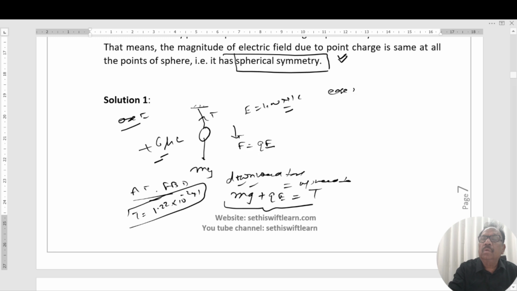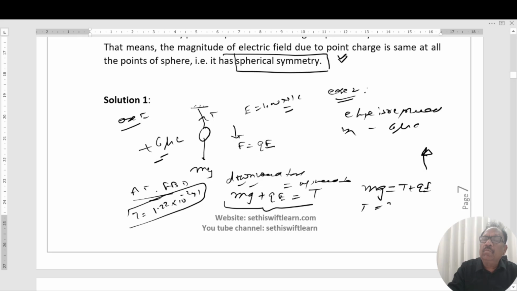Case 2 will be when the charge is replaced by minus 6 microcoulomb. Then the electric force due to this will be in the opposite direction. In that case, mg equals T plus QE, so T will be equal to mg minus QE. On substituting the values, we will get the answer 74 into 10 to the power minus 4 Newton. I think this is clear.